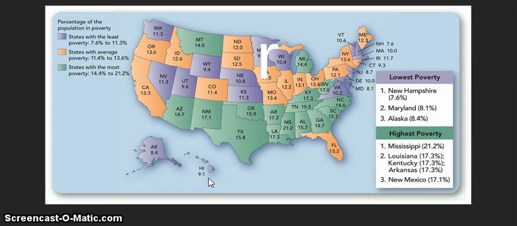Location also relates to poverty. You can look at places and see where poverty rates are highest. You see down here, poverty rates are highest in Mississippi, Louisiana, Kentucky, Arkansas, and New Mexico is there. It tends to be higher in the Deep South.